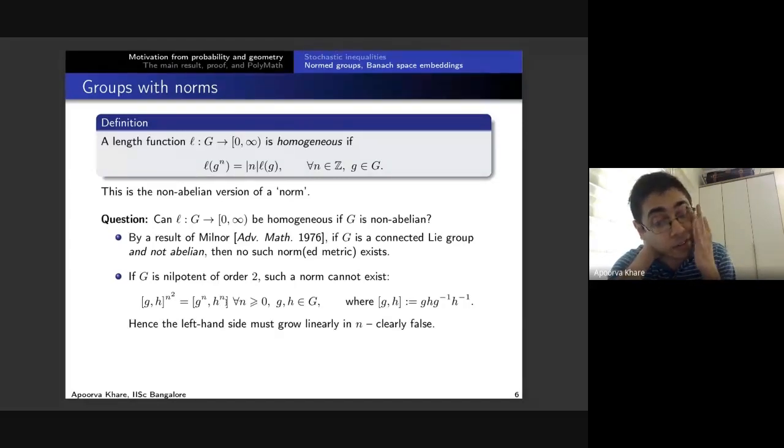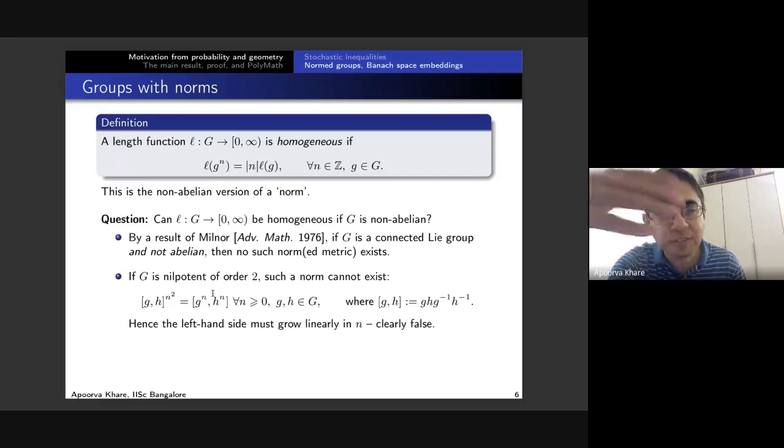And what is the commutator itself? It is g to the n, h to the n, g to the minus n, h to the minus n. So there are four n terms on this side, which means that if I take the max of the lengths of g, h, g inverse, h inverse, then the length of this side is less than 4n times the max of those lengths. So it is 4n times a constant. So the growth of the right-hand side is less than 4n times a constant.